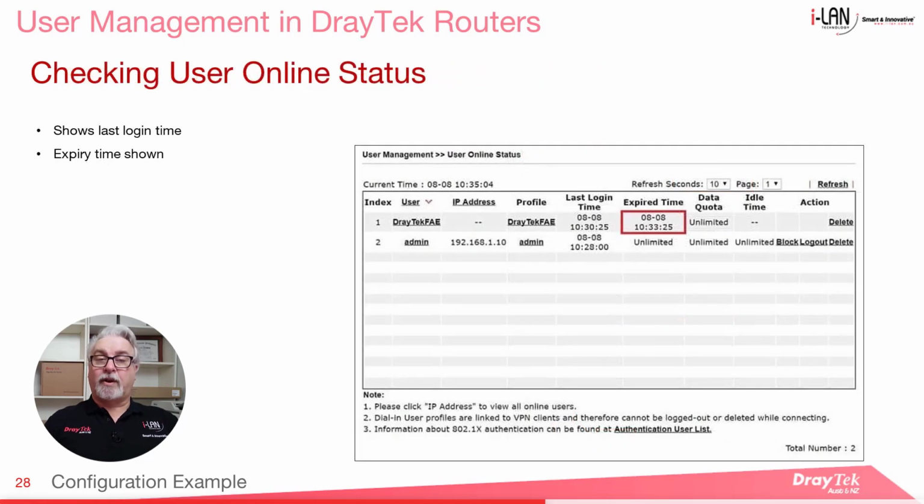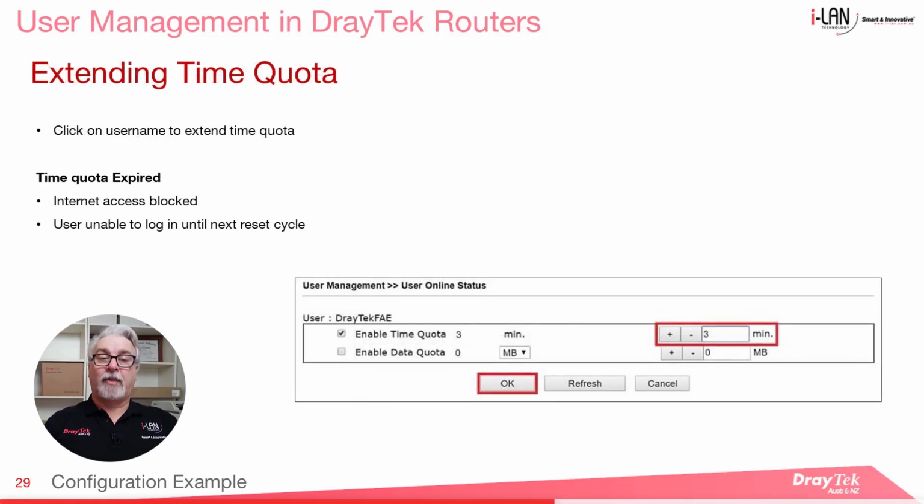If we have a look in the user online status page after the user has logged in, we can see the expiry time for this user, which in this case we set to 3 minutes, which is 3 minutes after the last login time. After the user runs out of the assigned quota, they will not have internet access and won't be able to log in with this account. If that's not ideal for that particular moment, you can click on the username and that will lead to a page where you can give the user more time immediately.